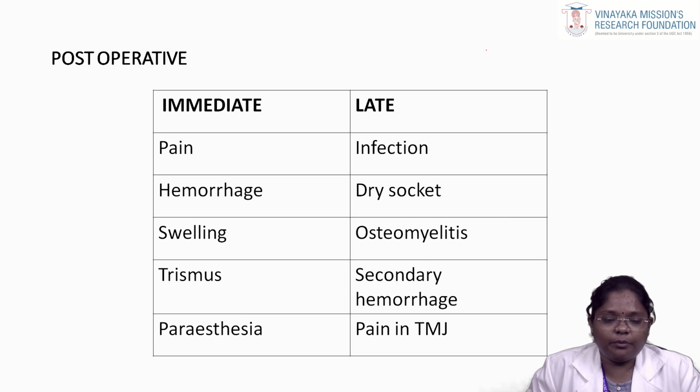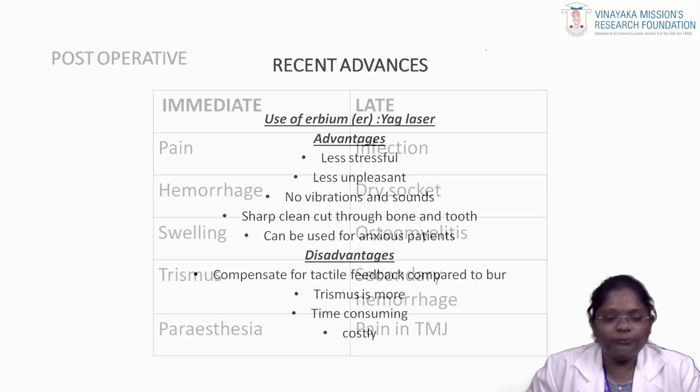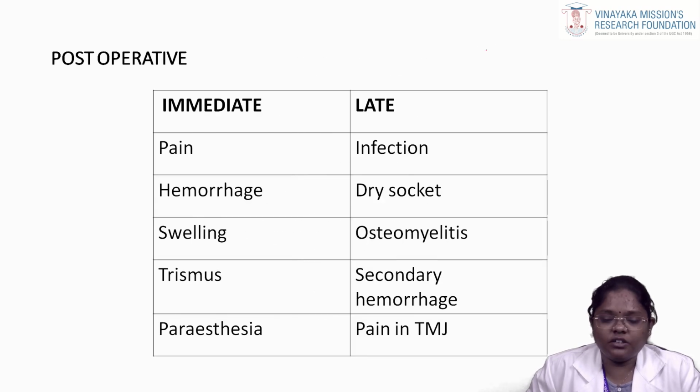Post-operative complications can be immediate or late. Immediate complications can be pain, hemorrhage, swelling, trismus, and paresthesia. Late complications can be infection, dry socket, osteomyelitis, secondary hemorrhage, and pain in the TM joint.